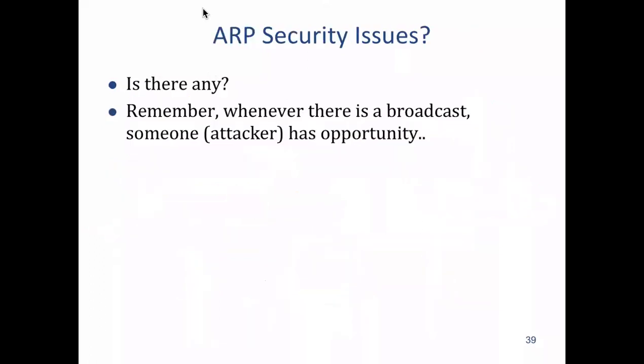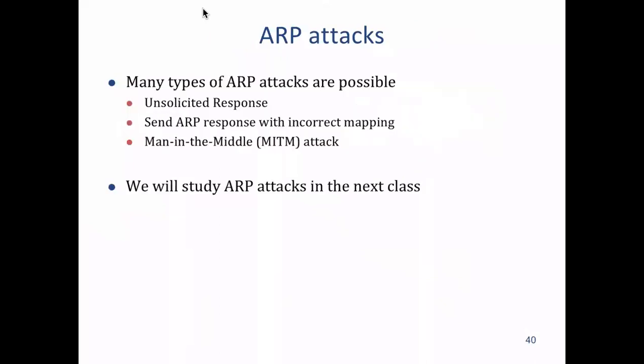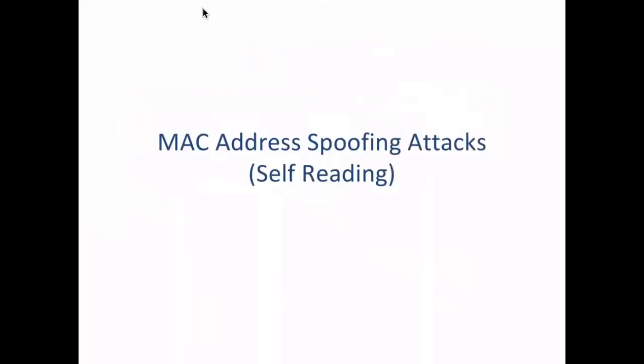Now the question I'm asking is, is there any issue? Note this: wherever there is a broadcast, there can be an issue. The attacker has an opportunity. So we'll see in the next class all this unsolicited response, sending an ARP response with an incorrect mapping, because any machine can respond back. And then we can also do a man in the middle attack. So this we'll study in the next class.